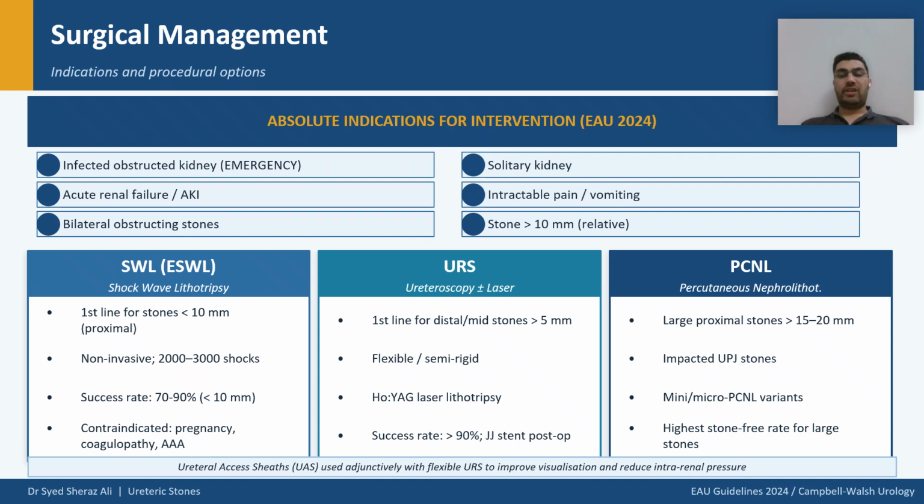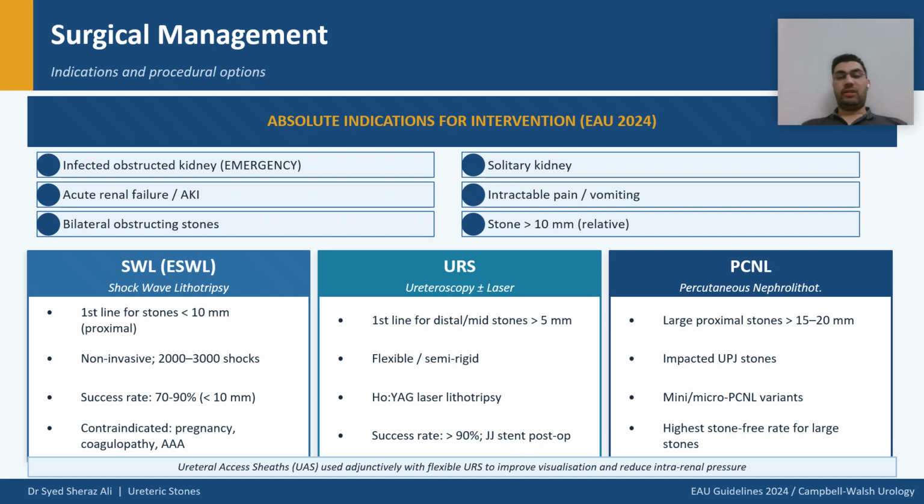Acute kidney injury or renal failure, bilateral obstructing stones, a solitary kidney with obstruction, and intractable pain or vomiting despite maximal analgesia are all absolute indications. Stones greater than 10 mm are a relative indication. Now, the three main surgical modalities are ESWL, which is shockwave lithotripsy, URS, and PCNL.